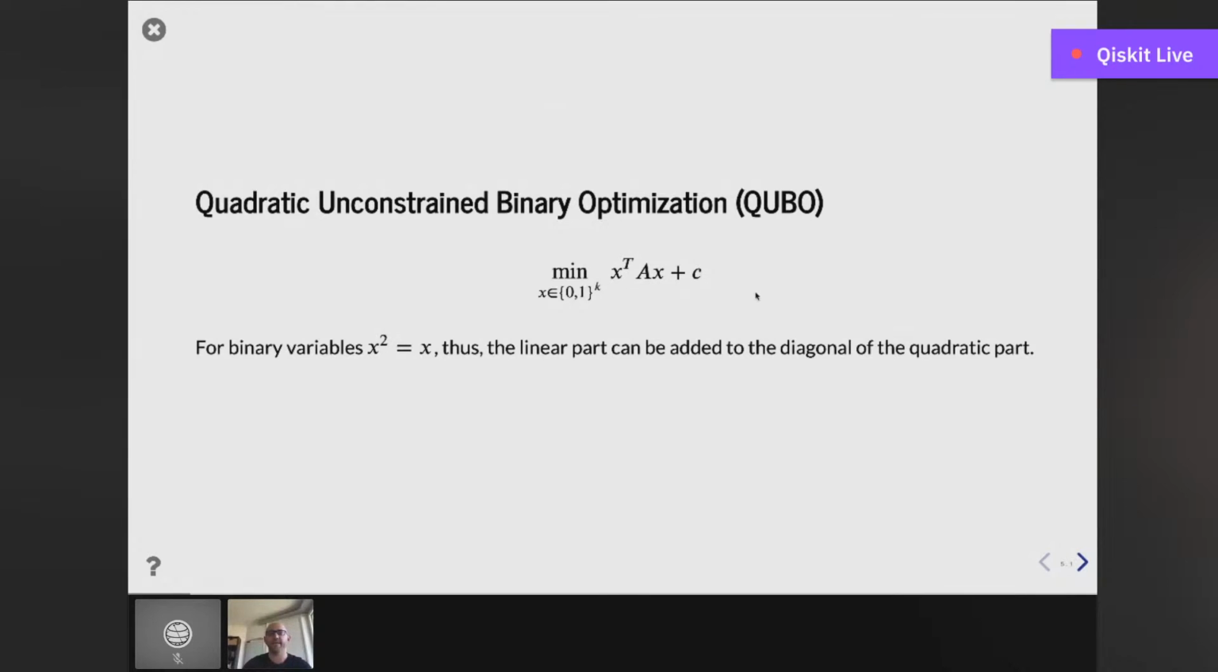Now, some of the algorithms we will look into are actually not able to handle this full class of quadratic programs, but can handle a subclass, and that's quadratic unconstrained binary optimization, or QUBO. As you see here, this class is a subset. Instead of having this full set of variables, we only have binary variables, and we don't have any constraints. We only have this quadratic term and the offset. Now you may wonder where the linear part went. Since we have binary variables, and for binary variables x squared is just equal to x, the linear part can just be added to the diagonal of the matrix, so it's hidden in the matrix A.